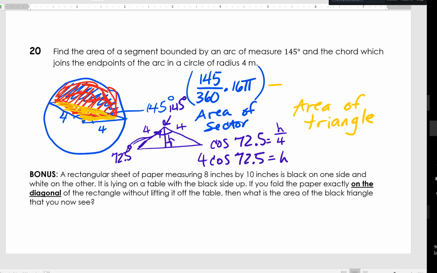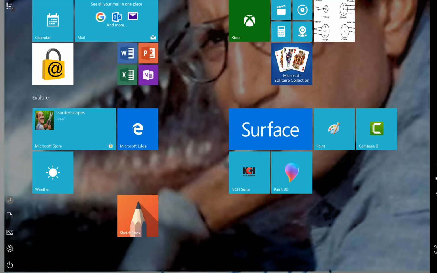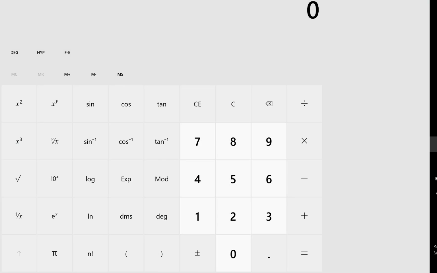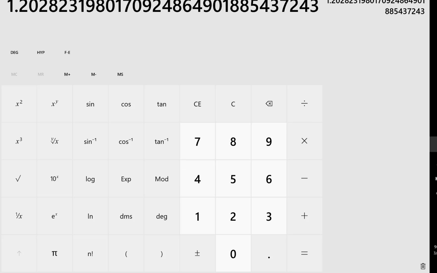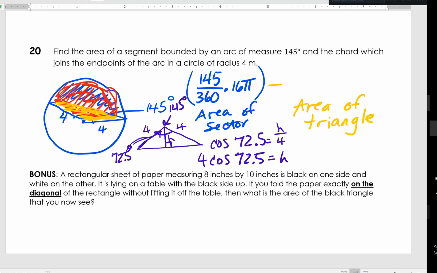So you would punch that into your calculator. So cosine 72.5, so 72.5 cosine times 4 equals. So that's about 1.2. So h is about 1.2. And then you need to know the base of that triangle.